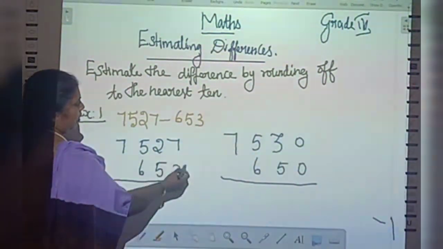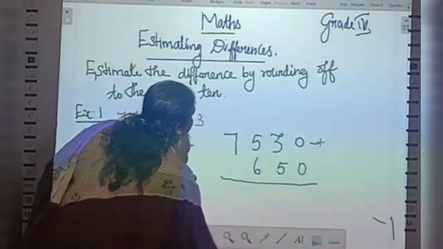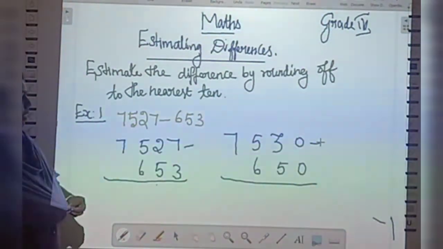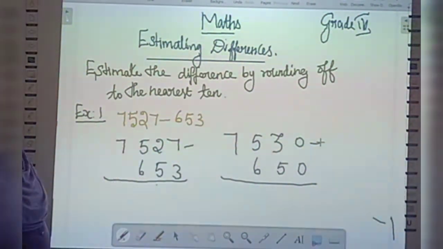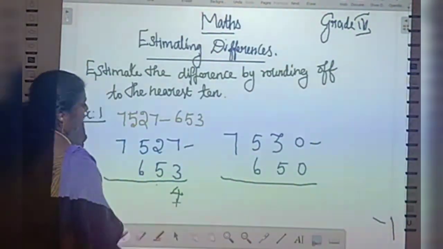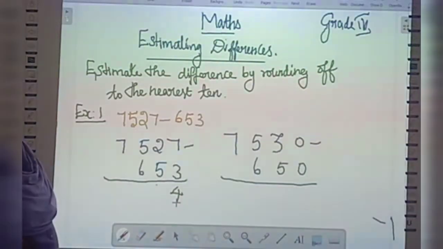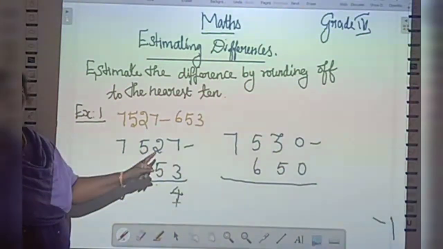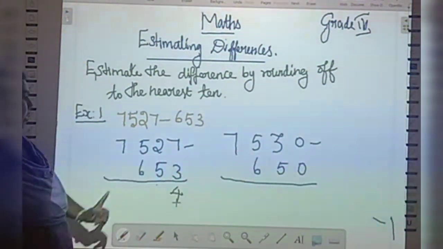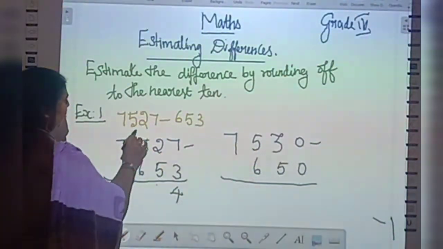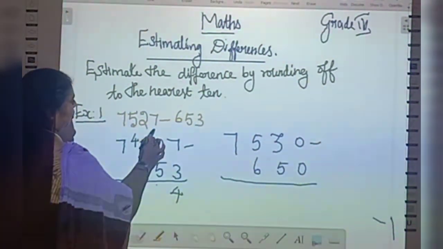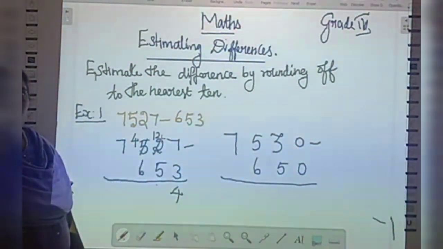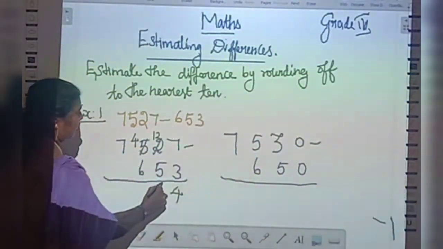First subtract the actual value. 7 minus 3, how much will it come? 4. Next, 2 minus 5. Is it possible to subtract? The top is a lower value, so we have to borrow from the hundreds place. If we borrow, here we will get 4, but here 12. Now we can subtract 12 minus 5, how much? 7.